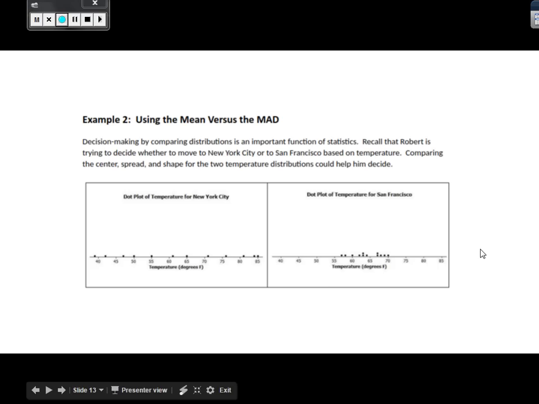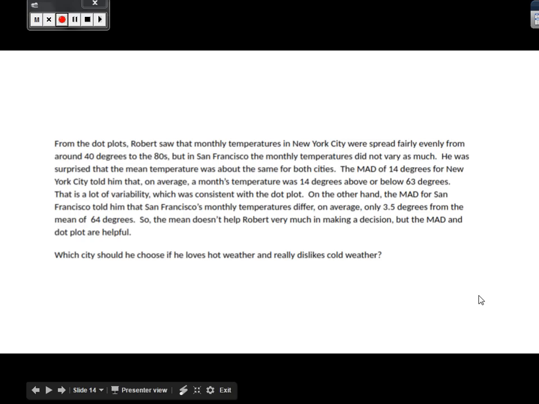Example 2. Using the mean versus the MAD. Decision making by comparing distributions is an important function of statistics. Recall that Robert is trying to decide whether to move to New York City or to move to San Francisco based on temperature. Comparing the center, spread, and shape for the two temperature distributions could help him decide. From the dot plots, Robert saw that monthly temperatures in New York City were spread fairly evenly from around 40 degrees to the 80s, but in San Francisco, the monthly temperatures did not vary as much. He was surprised that the mean temperature was about the same for both cities.